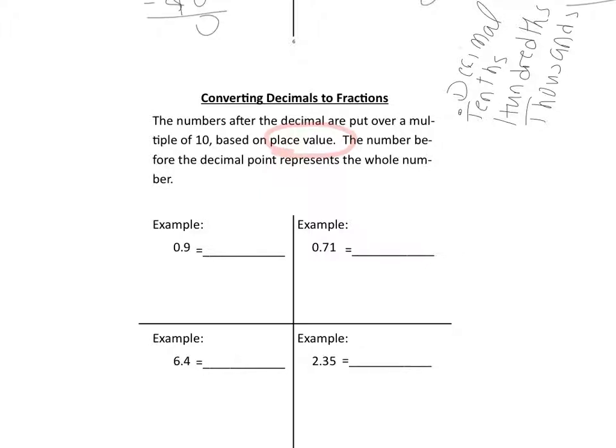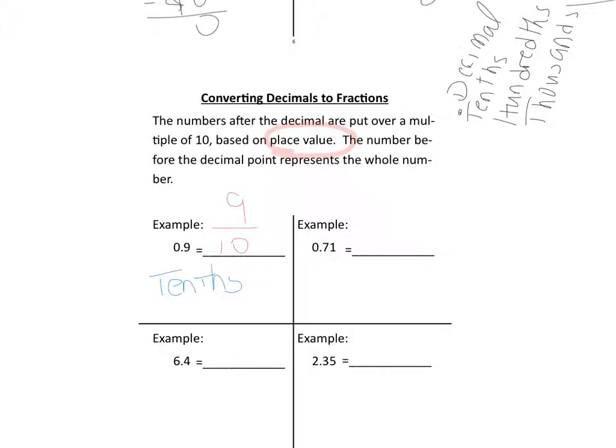So, for example, the first one, 9 is in the tenths spot. Since 9 is in the tenths spot, this means that your denominator is going to be 10. Now, we then take all the digits to the right of the decimal and we write them over our denominator, in this case 9. So 0.9 is 9 tenths.